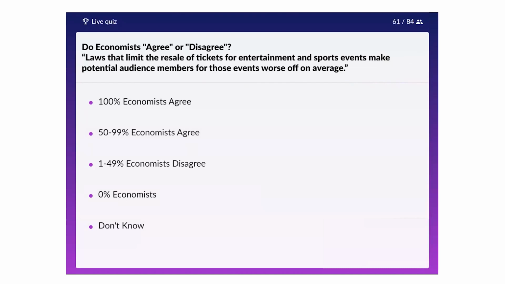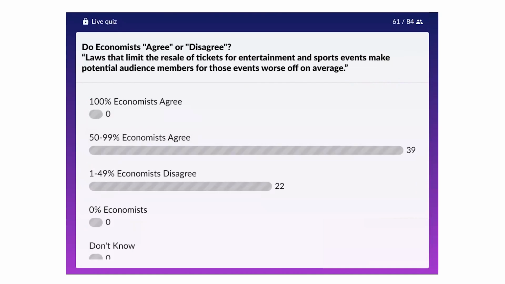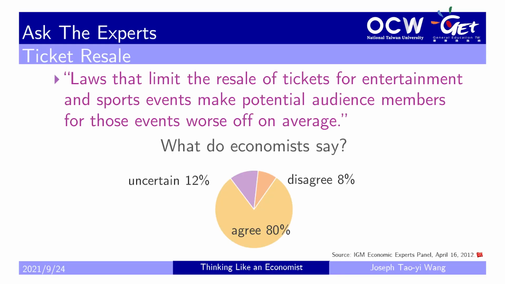Okay, I think time's up, and so we should look at the answer. These are your responses. 39 of you think it's above 50%, and 22 below 50%. So 39 of you are correct. Let's look at the data. 80% of the economists agree with this statement, 12% are uncertain, and 8% disagree.